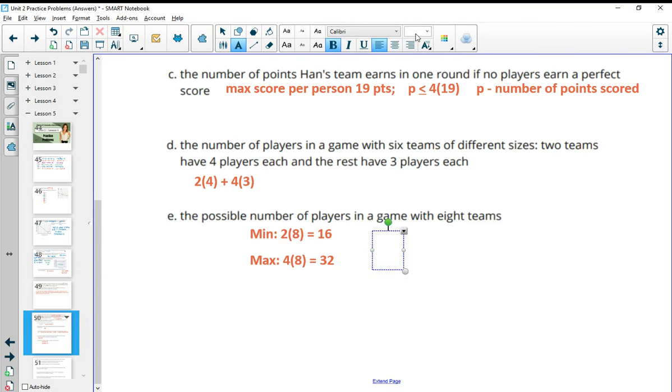So our number of players here is going to have to be 16 for our lower end for the number of players. And then that's going to have to be less than or equal to 32. So the number of players is going to be between 16 and 32.